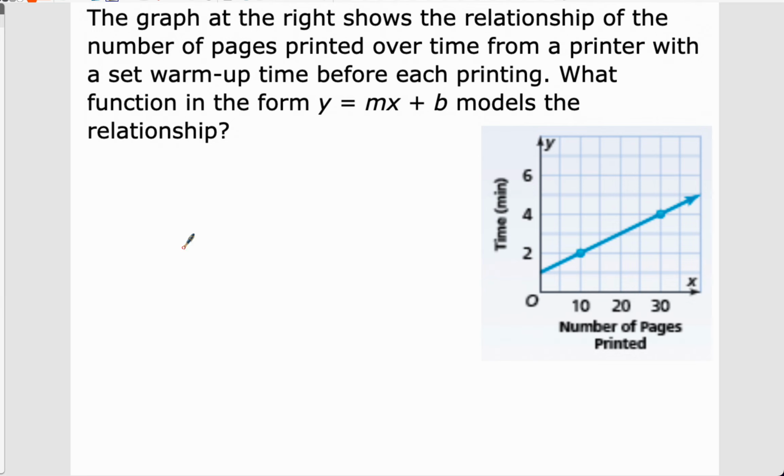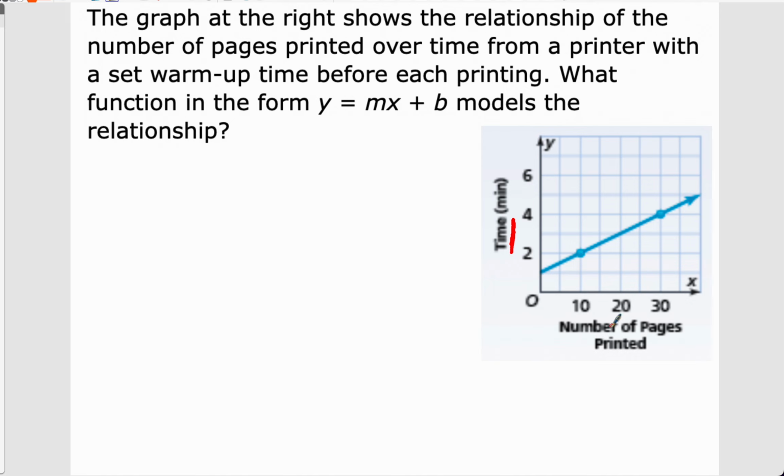All right. Here's another example. The graph at the right shows the relationship of the number of pages printed over time from a printer. With a set warm-up time before each printing, what function in the form of y equals mx plus b models the relationship? Take note, guys. Look what they did to us here on this one. Where did they put time? They put time on the y-axis. This is so weird that they did that. It's not illegal to do it. It's just weird.